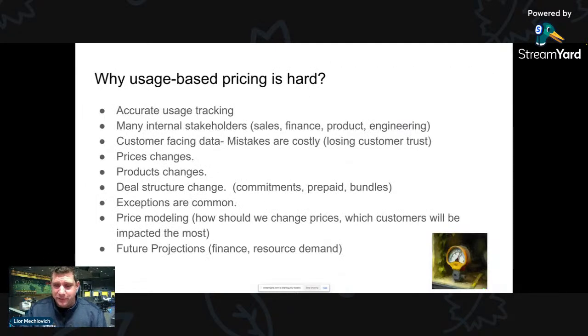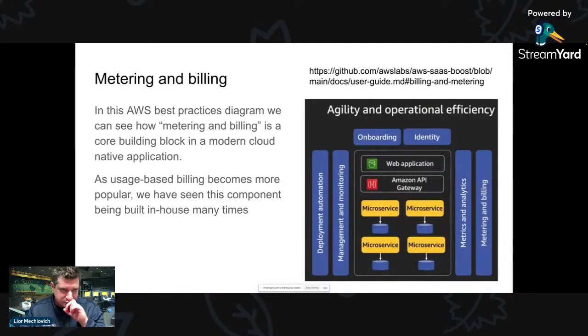Okay, so after we talked about, yes, this is hard and has a lot of different consumers inside the company and externally to the company. And you can actually see how this got a little bit out of focus, but fine. If you really go to AWS best practices and how they look at multi-tenancy applications, you can really see that metering and billing here, in cloud native applications, is another pillar, right? You have metrics, you have analytics, maybe you have some management and monitoring and onboarding services, but a really integral part is metering and billing.